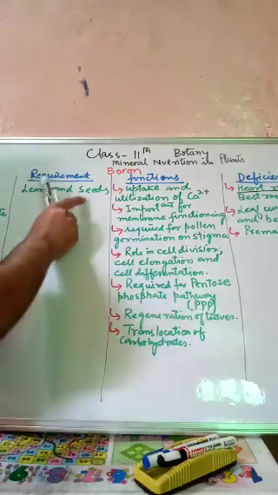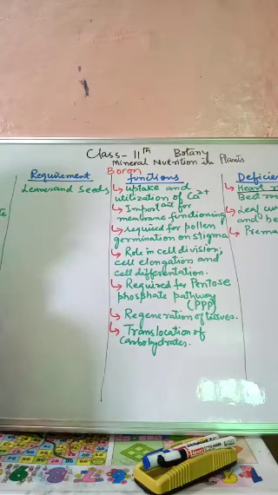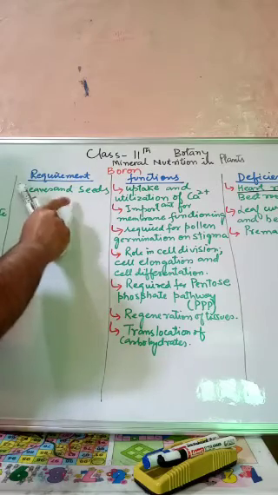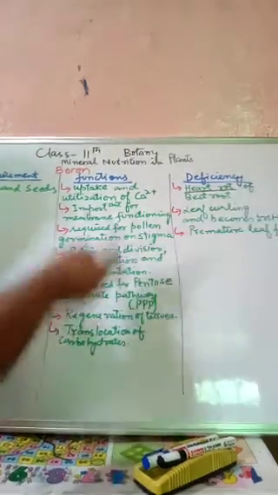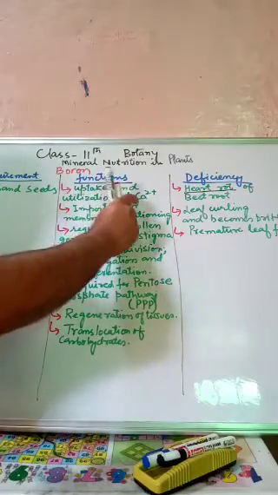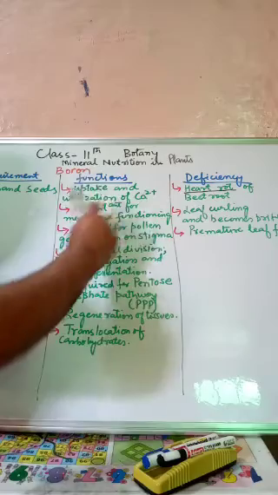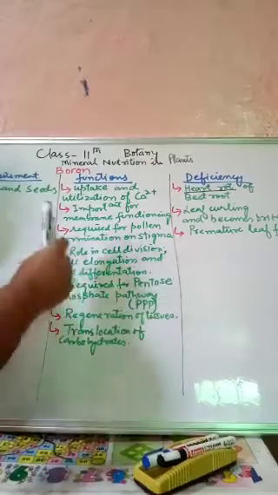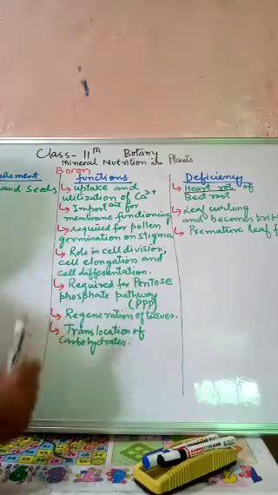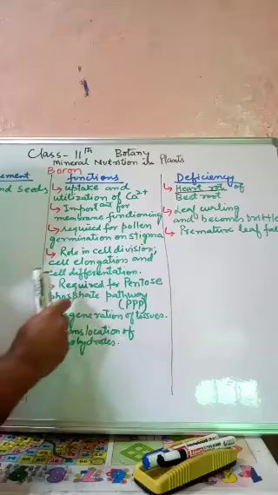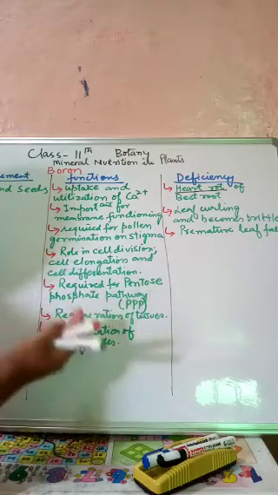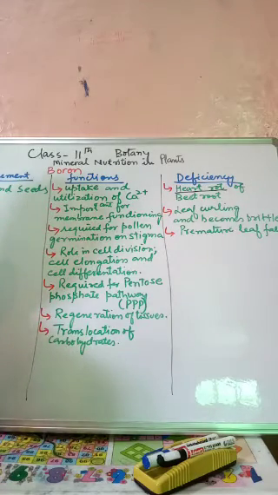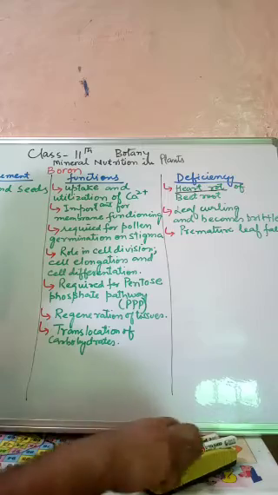Now if there is a deficiency of this boron, no translocation of carbohydrate can take place. It plays an important role in the uptake and utilization of calcium ions. It is important for membrane functioning. It is required for pollen germination on stigma. It plays a role in cell division, cell elongation, and cell differentiation. It is required for the pentose phosphate pathway. It is required for the regeneration of the tissues. And it plays a very important role in the translocation of carbohydrates.